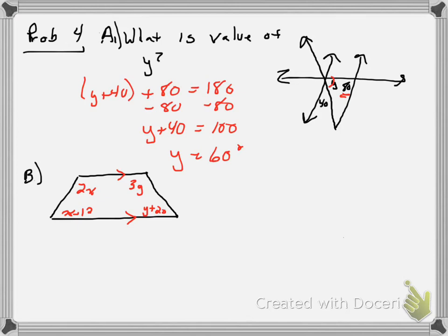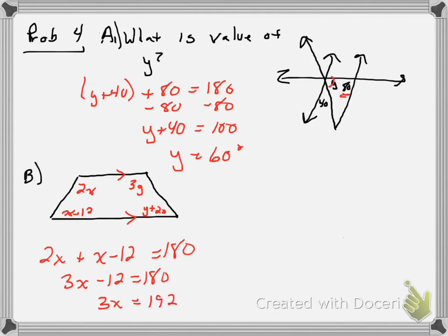Part B, again, let's take a look. We got parallel lines cut by a transversal. I know it looks like a trapezoid, but it's the same principle. So 2x plus x minus 12 equals 180. Add like terms, I get 3x minus 12 equals 180. Add the 12 over, I get 3x equals 192.